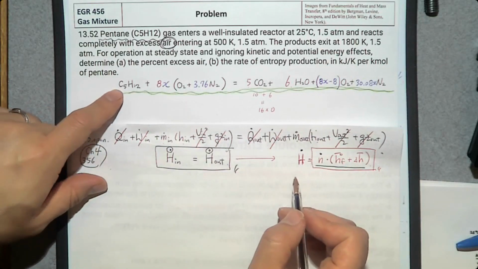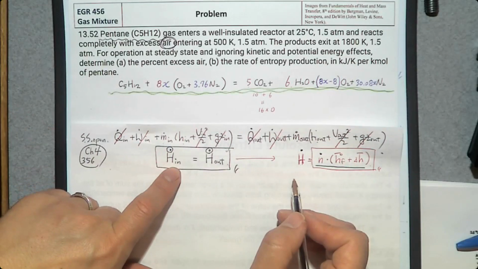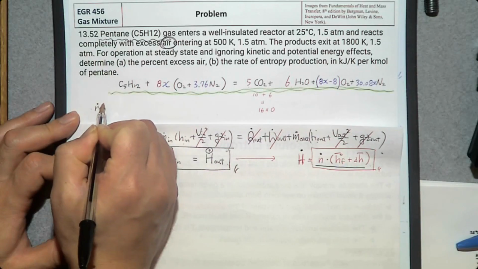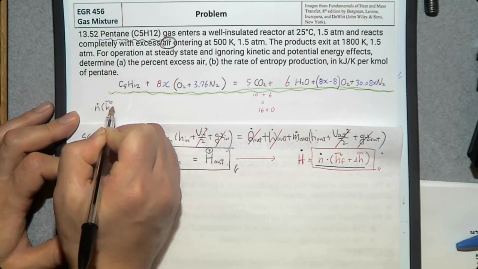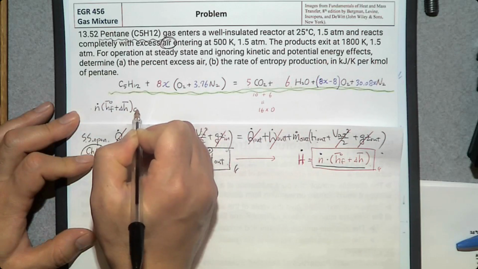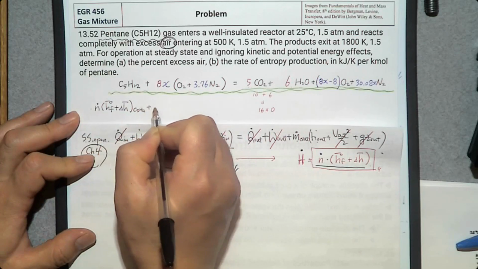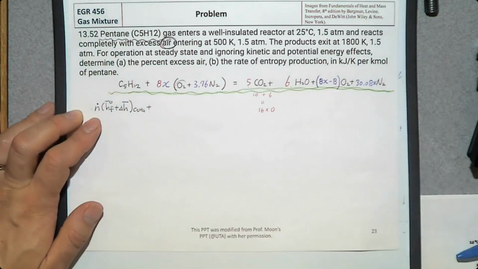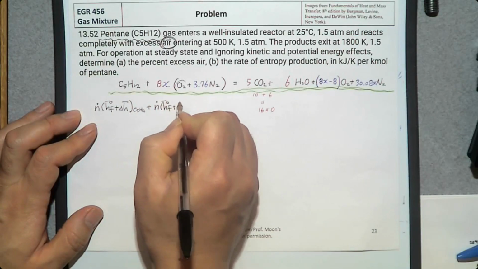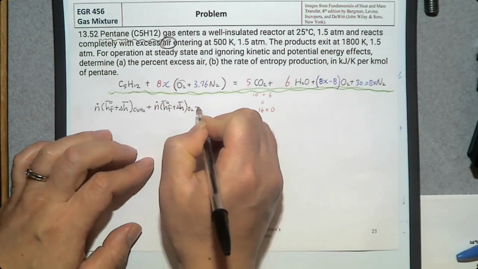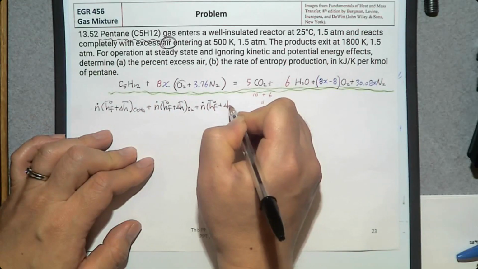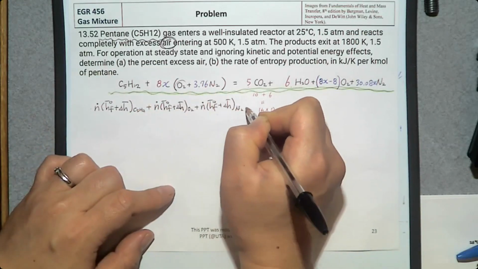Similarly, here we have pentane in the reactant. So we have N dot, the enthalpy of formation, plus delta H bar. This is for pentane. And we have one more, oxygen: N dot, the enthalpy of formation and delta H bar. This is for oxygen. And we have N dot, the enthalpy of formation, delta H bar. This is for nitrogen.